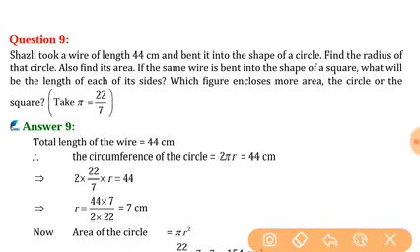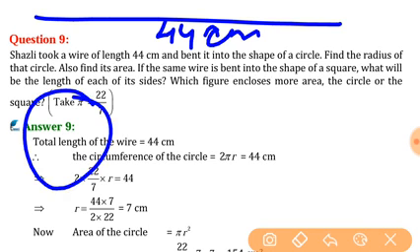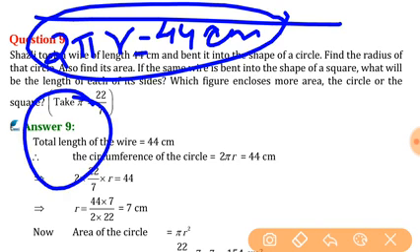Here, one wire is there of total 44 centimeter. Bend it into the shape of a circle. First they made it as a circle. That means 2 pi r is equal to 44. Find the radius, so using this we have to find the radius. Also find the area.